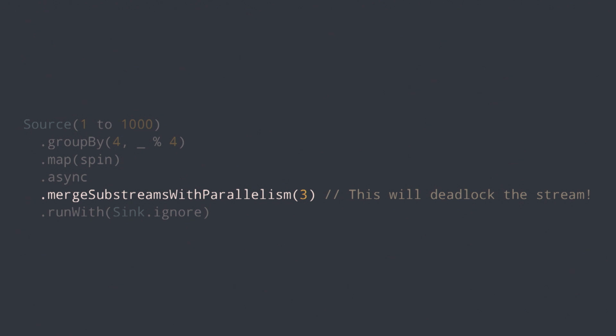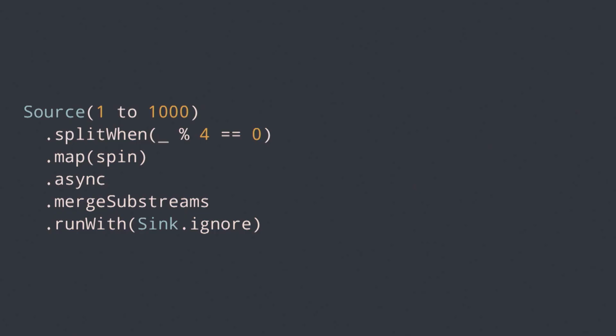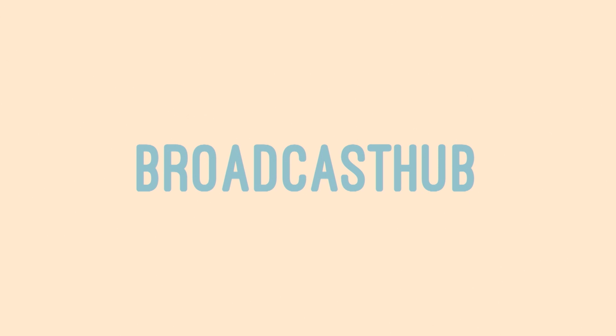And split when is somewhat similar. For example, it allows splitting a stream into substreams based on a predicate. So this might be something like a windowing function or a watermark. And its effect on performance depends on the size and the number of substreams you're able to emit from it. And lastly, the last dynamic stage I want to talk about is broadcast.